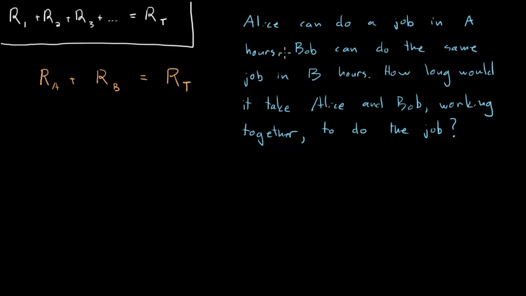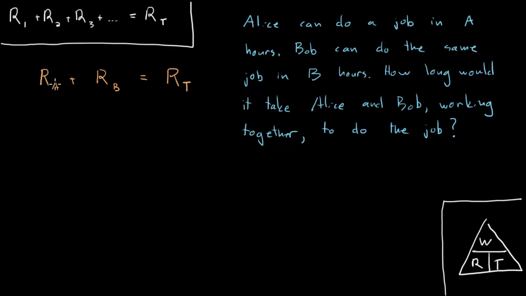So what is Alice's rate? Well, she does a job in A hours, so to turn that into a rate, if we're not certain, we can go back to our little mnemonic triangle here for work, rate, and time. Work on top, rate, time on the bottom, and that can remind us that rate is going to be work per time. Rate is going to be work over time. So Alice's rate is going to be how much work she does per how long it takes.